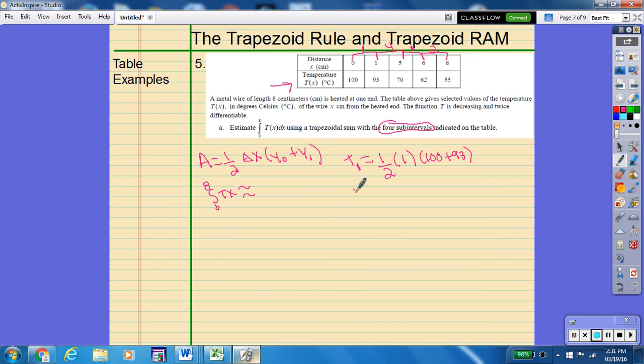Let me go ahead and set up trapezoid 2, because the setup is the most important. I know you can use a calculator. The setup is the one that I want to make sure you get. So for trapezoid 2, the difference between 1 and 5 is 4. So I'm going to have 1/2 times 4. Then I have to add up the bases, which of course are the y values, so that's 93 plus 70.